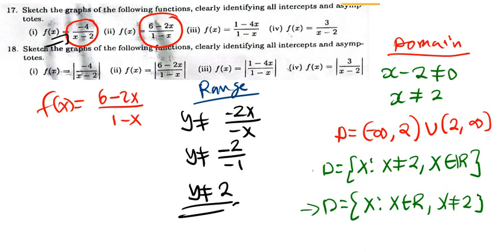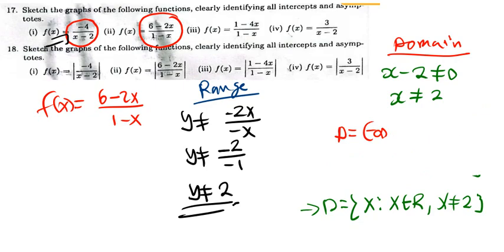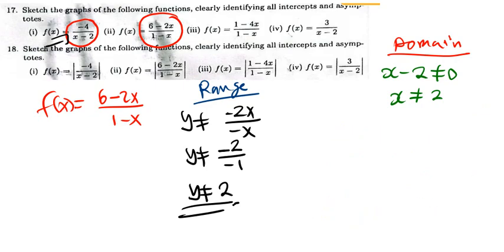Okay. So you end up having 2 as the range. So how do you show this in set interval notation? You say, yes, please.